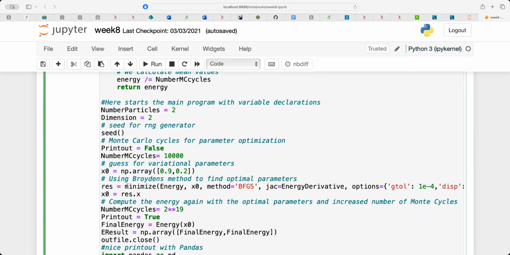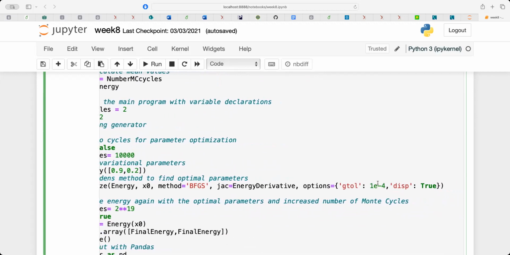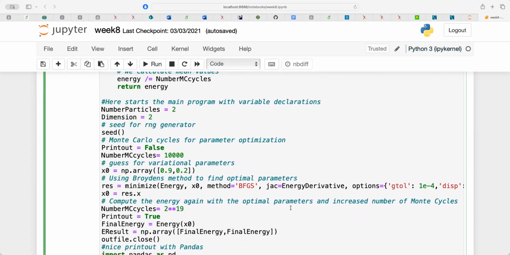So I use this scientific Python function, which is called minimize. That needs a function for the energy, and it needs a function for the derivative. And there is also a tolerance for the convergence here. When I'm done with that, this function returns the optimal values for alpha and beta, my parameters. When I have the optimal values, then I start the big Monte Carlo calculation.